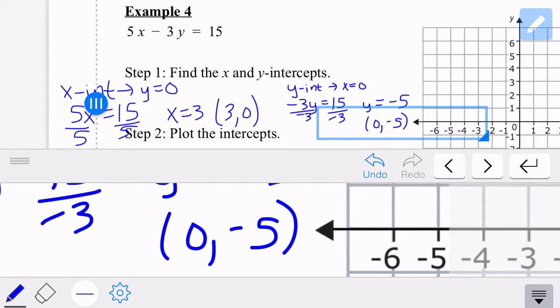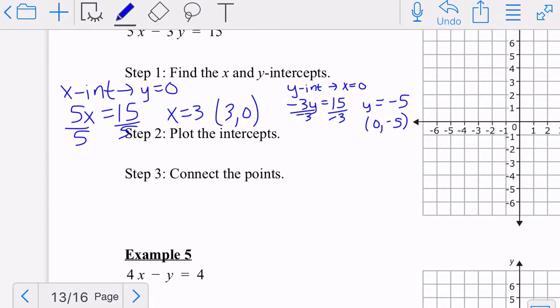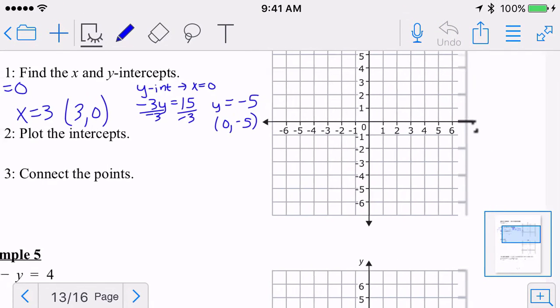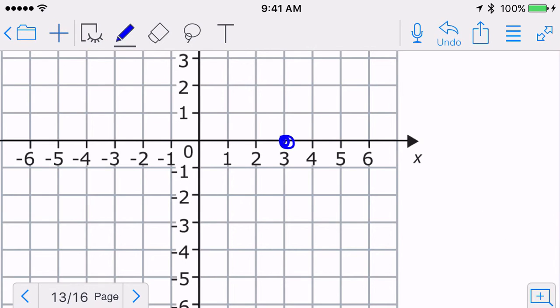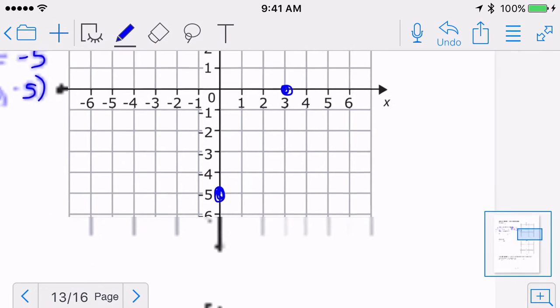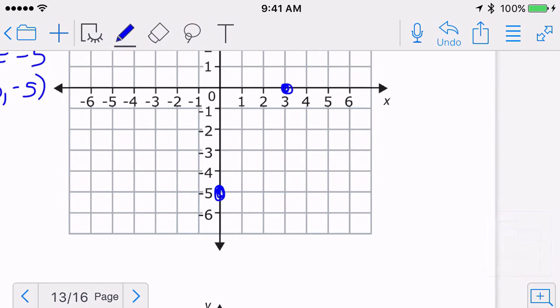All right, now we just have to plot those. So (3, 0) for our x-intercept. It's going to be here. And then (0, negative 5) for the y-intercept. That'll go there. And what's left is just to connect these guys. So that's kind of a bad line, but you can do better than that. Make sure you get a straight edge or something if you need to. But yeah, just connect those. As long as you clearly have those points marked, you should be good.